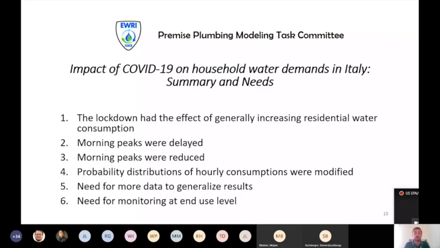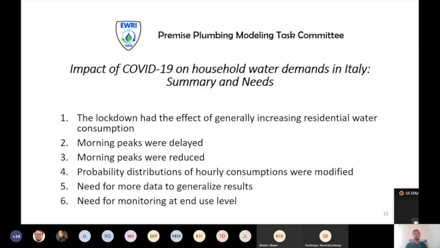Thus, summarizing, we can state that at least for this district in Italy, but let me say that this situation was quite common also in other residential districts here in Italy, the lockdown had the effect of generally increasing the residential water consumption. Very important, the morning peaks were delayed, and let me say that in Italy, the morning peak is the most important peak during the day, and these morning peaks were significantly reduced. And this had an impact also on the probability distribution of hourly water consumption, which were significantly modified.